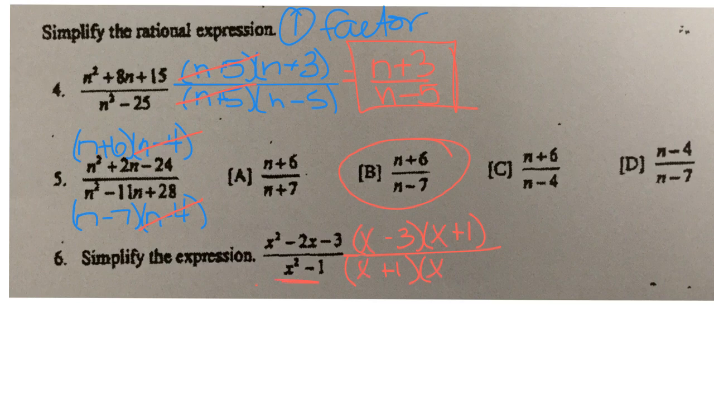x squared minus 1 is the difference of squares. x plus 1, x minus 1. It's one of those difference of squares that we sometimes forget about. So pay close attention. And then the x plus 1s divide out. And we end up with a final answer of, I made it an n again, x minus 3 over x minus 1. And that's your final answer.